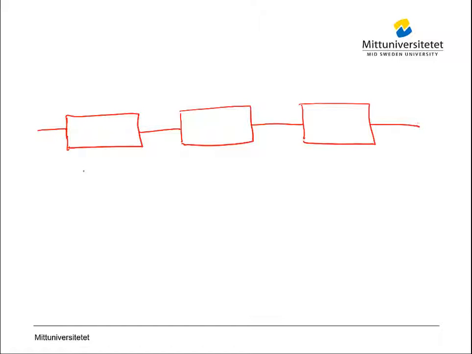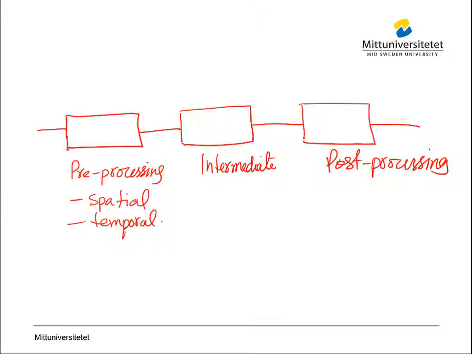and then post-processing. In pre-processing, we have spatial or temporal filtering in order to remove the background noise or to improve the signal to noise ratio. In intermediate tasks, we have, for example, segmentation and some non-linear filtering such as morphology, erosion, dilation, opening, closing, etc. to remove 1 to 2 pixel false objects.